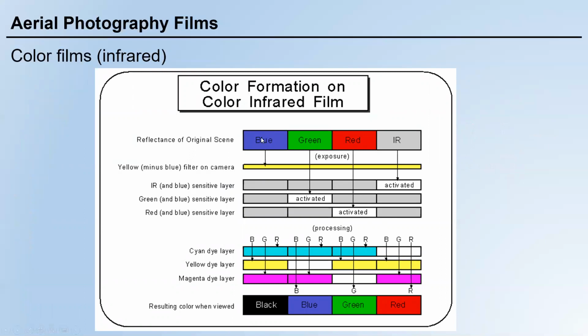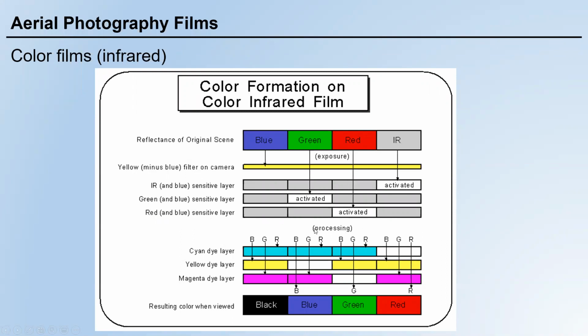So here blue has been killed by this filter. Unfortunately, no blue light can arrive at the film. So eventually blue is actually black. If there is actually a blue object on the ground, a blue bag, it will be a black bag in your color infrared image. Okay, so green, after exposure, will activate the green sensitive layer. Red activates the red sensitive layer. IR activates the IR sensitive layer.